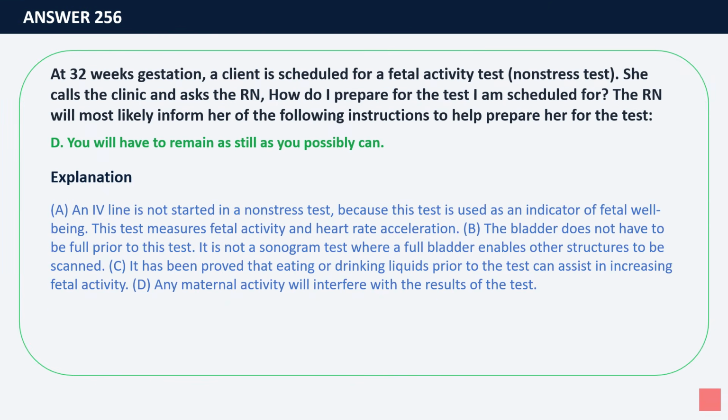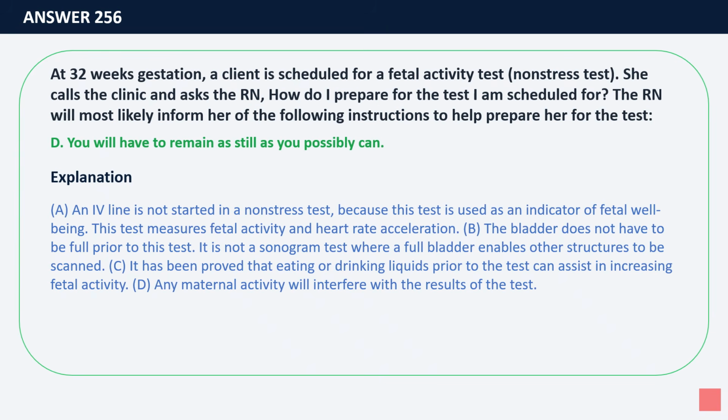Answer: D. You will have to remain as still as you possibly can. Explanation: A. An IV line is not started in a non-stress test, because this test is used as an indicator of fetal well-being. This test measures fetal activity and heart rate acceleration.